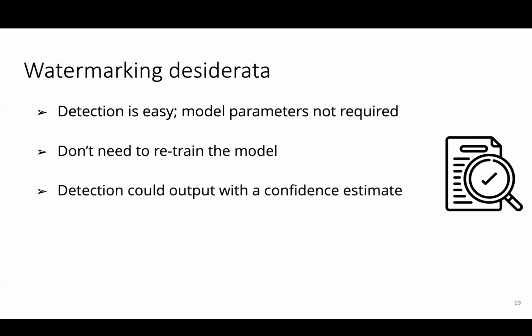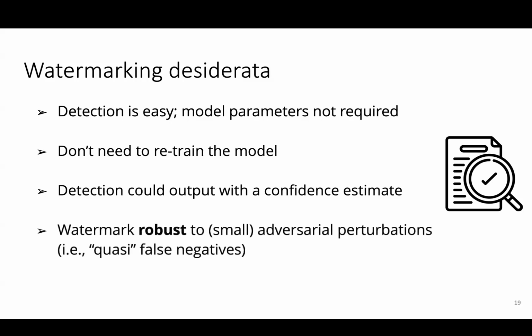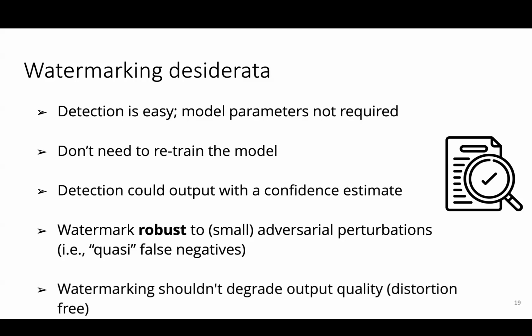The detection should ideally be with probability 1, I should detect this. We're also interested in robustness, and it could also be helpful to have a confidence level. Watermarking should remain robust to small perturbations. So, as I mentioned, if you change a few words here and there, for example, the watermark shouldn't suddenly disappear.